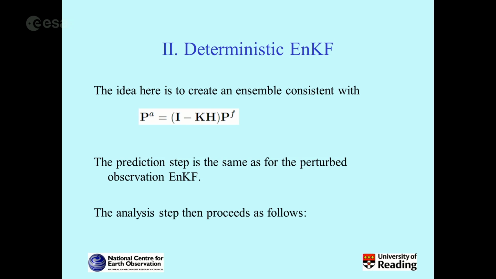The other form of the ensemble Kalman filter is what's called the deterministic ensemble Kalman filter, where I said this is the equation we know must be true from theory, and we want our ensemble to satisfy. Instead of doing this trick of perturbing the observations, we're going to design an ensemble such that this holds automatically. So the prediction step of doing all the forecast is the same as for the other ensemble Kalman filter, but the analysis step is slightly different.